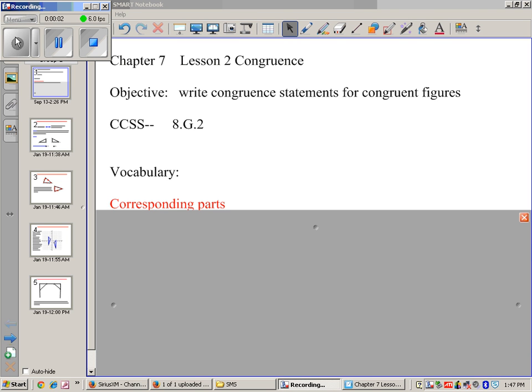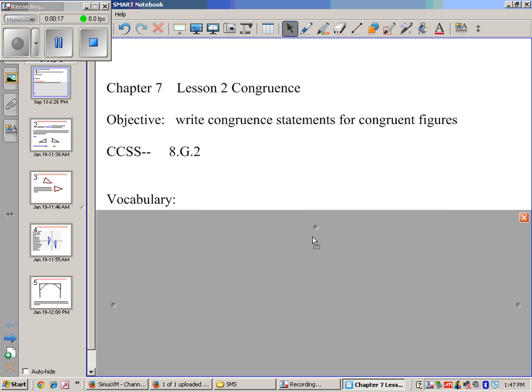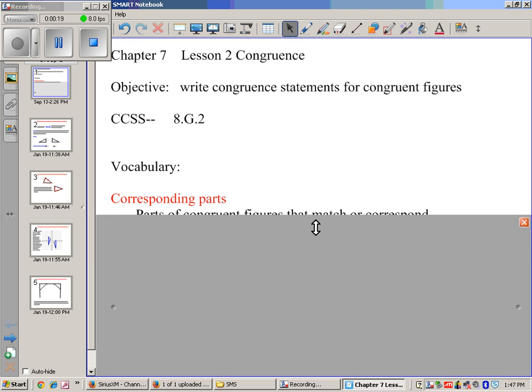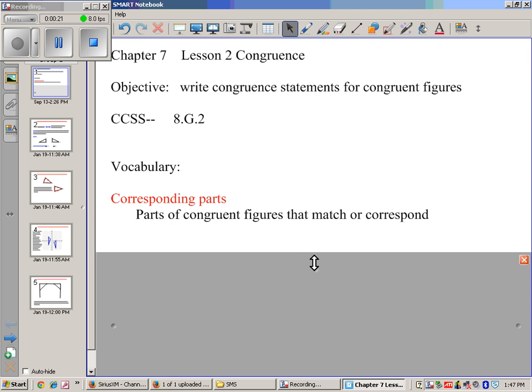Okay, welcome to Chapter 7, Lesson 2, Congruency. Write congruence, see statements for congruent figures. We do have one vocab word for this lesson: corresponding parts, which are parts of congruent figures that match or correspond.